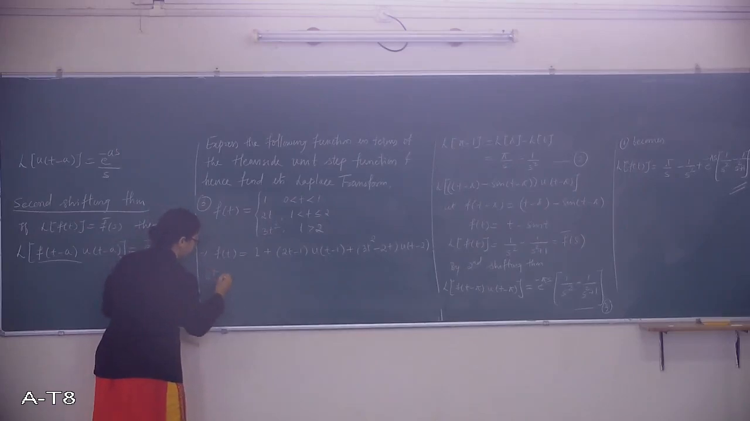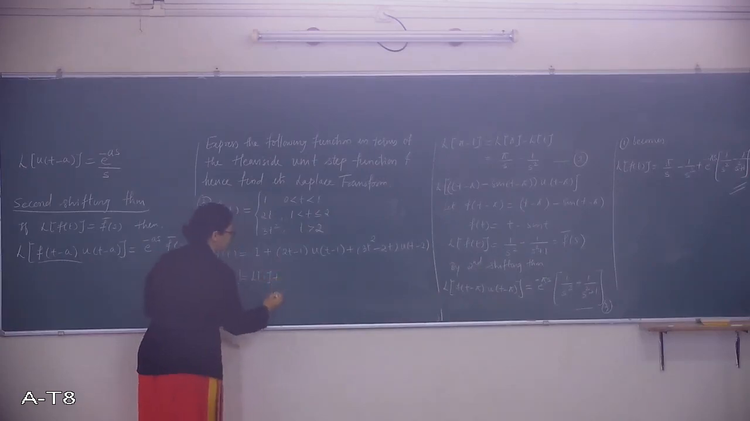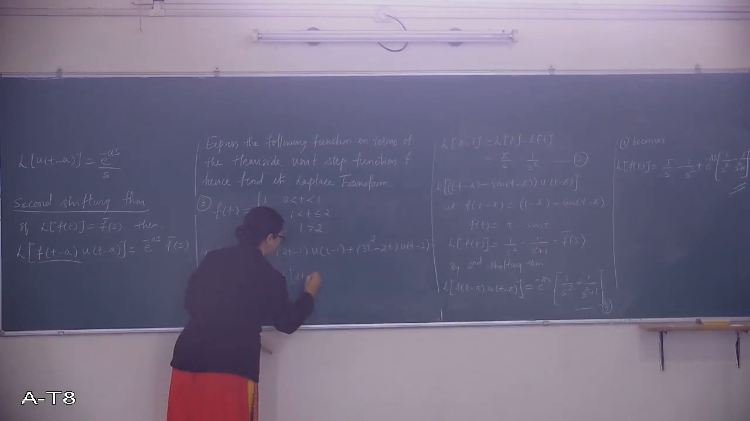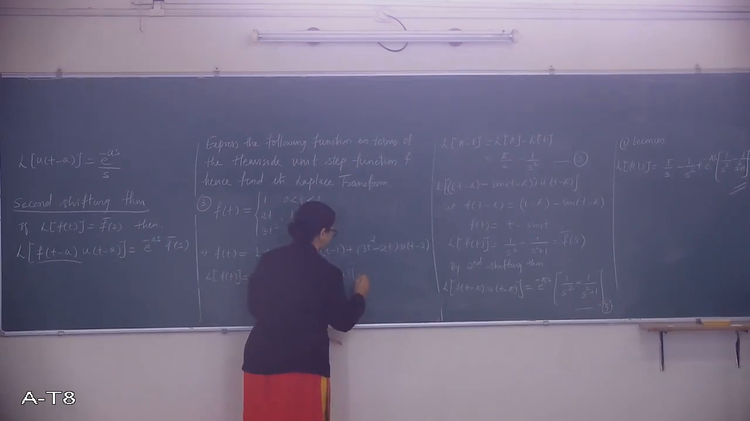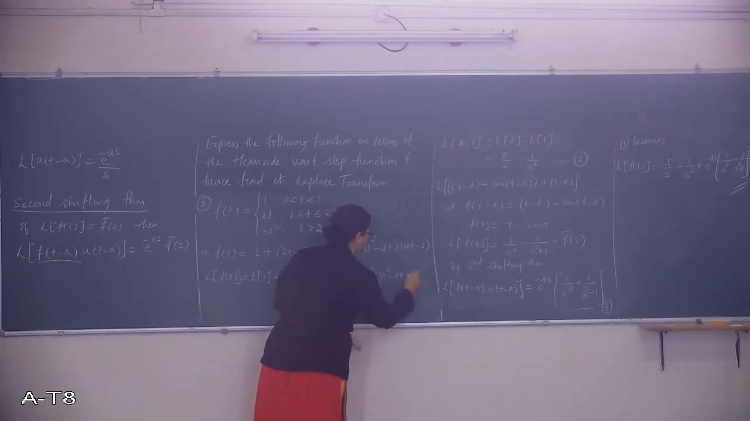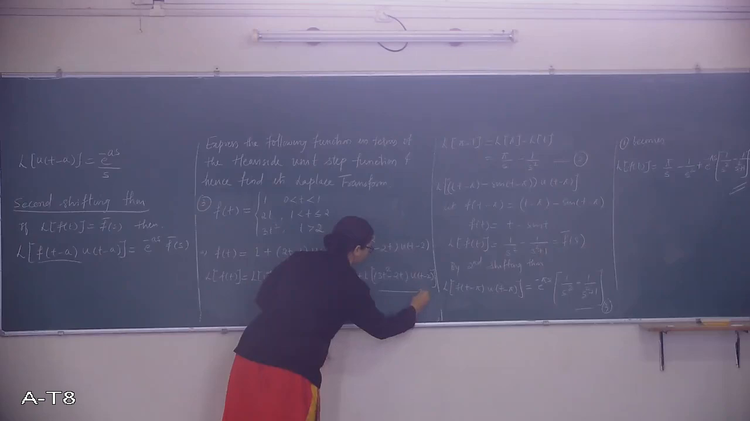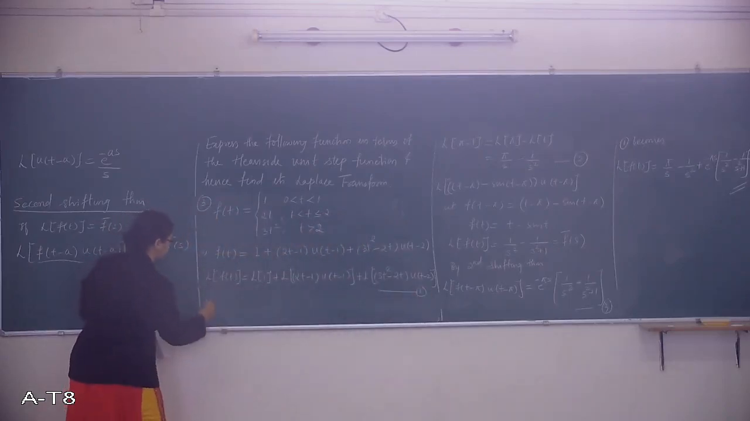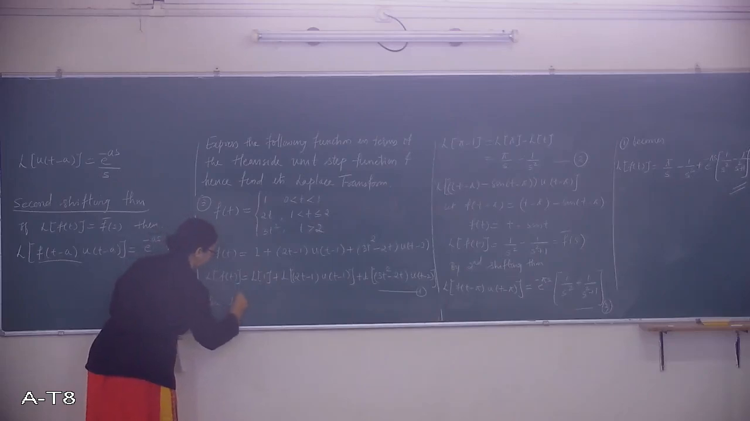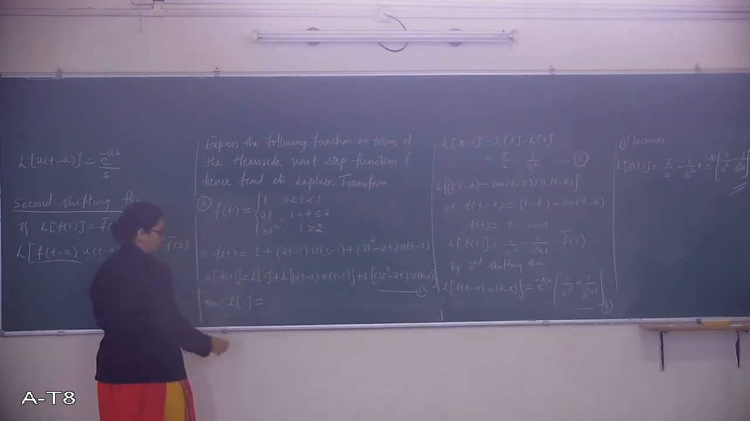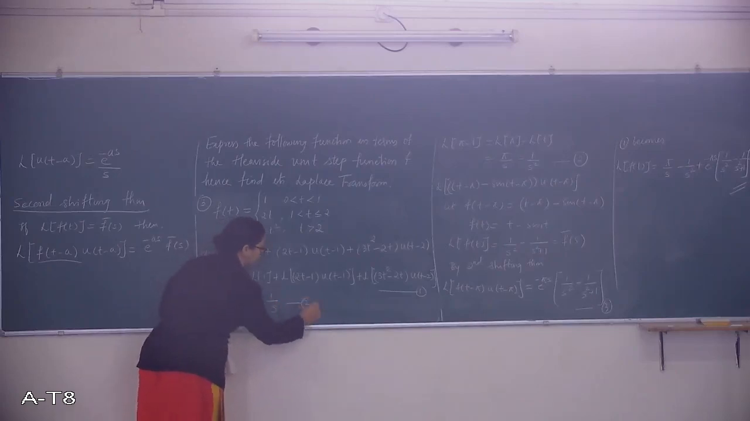Therefore, take Laplace on both the sides. That equals Laplace of 1 plus Laplace of 2t minus 1 into u of t minus 1 plus Laplace of 3t square minus 2t into u of t minus 2. I call this 1. Now from this we need to find Laplace of 1. So Laplace of 1 is 1 by s. I call this 2.